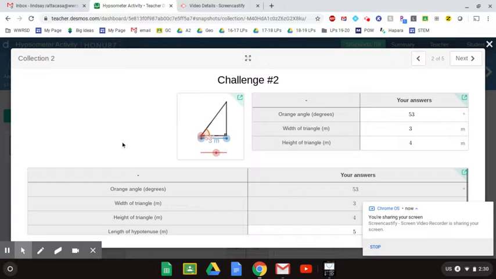Here's challenge 2. There were kind of like 2 parts to it, part A and part B. I'm going to do all of it at once. Again, it was 53 degrees, so you'd be putting that in for the angle. This time you had to measure the width, so you were doing this distance here, which should have come out to be about 3 meters.